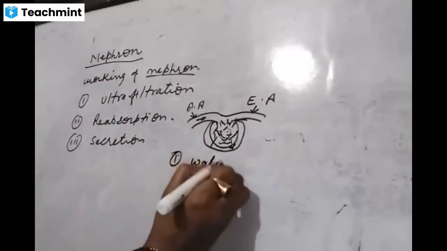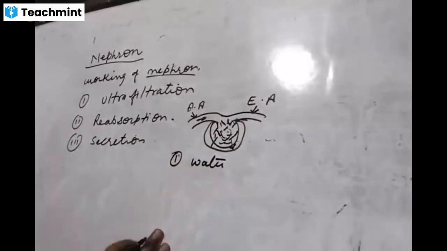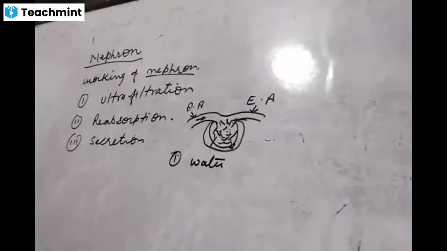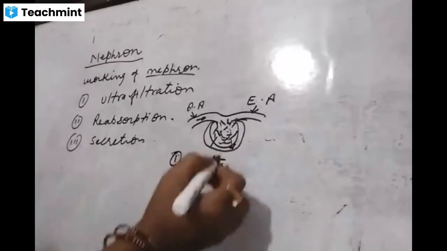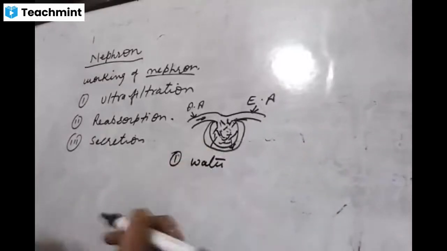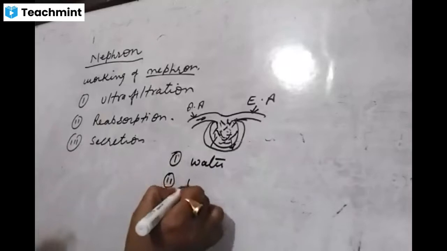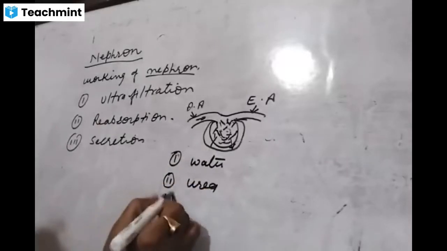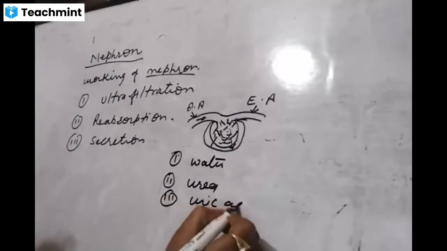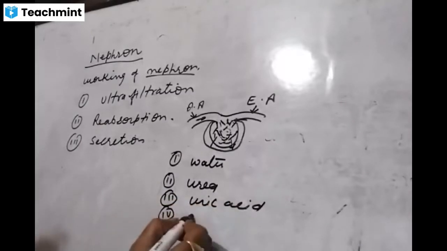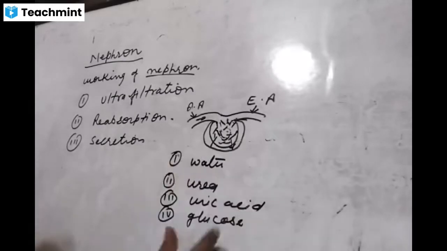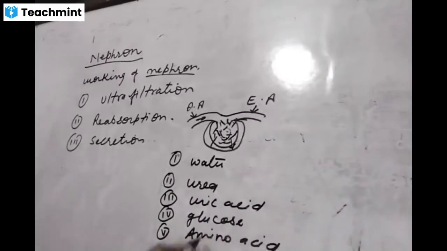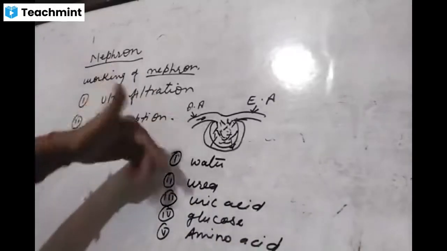Number one, some water, because 55% of the composition of blood is plasma, which contains water. So some water comes out through the wall of the capillaries. Second, urea also comes out. Third, uric acid, if present, also comes out. Fourth, glucose also comes out, because it is dissolved in water. And number five, amino acids also come out. All these things are dissolved in the water, so they come out of the blood in dissolved form.